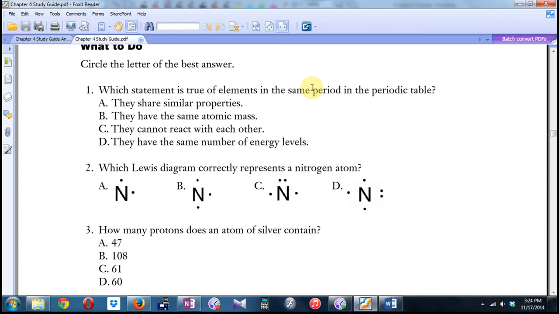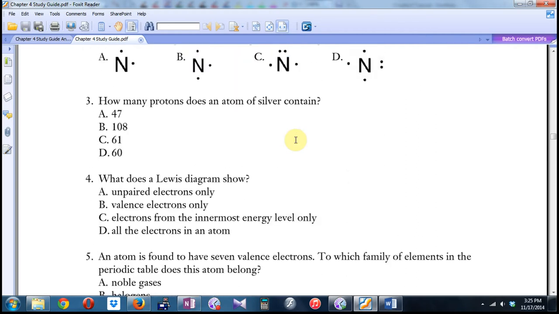What about if they're in the same period? What does that mean? Do they have the same atomic mass? No. I know that's wrong. I would cross that out. They can't react with each other. Oh, no, they can. I would cross that out. They share similar properties? Maybe. They have the same number of energy levels. Yeah, because every period is set up the way it is because that's how many electron shells it has. In period 2, you've got 2 shells, an inner one that's full and an outer shell that can hold up to 8. In period 4, you've got 4 shells, 2, 8, 8, and then up to 18.